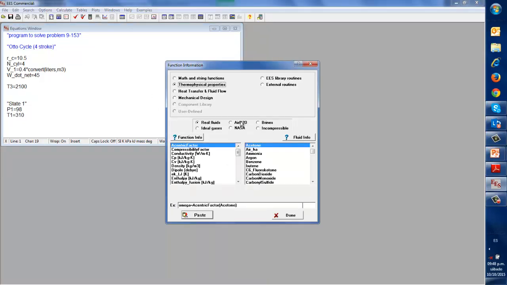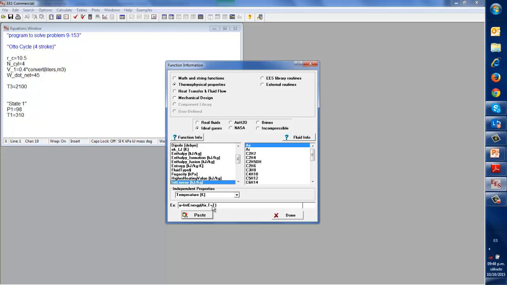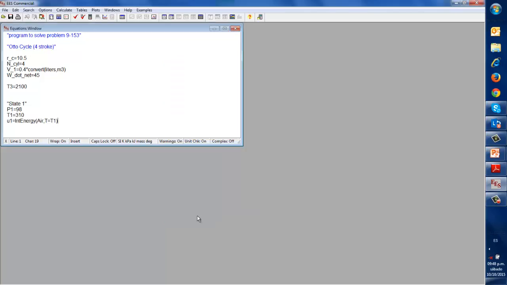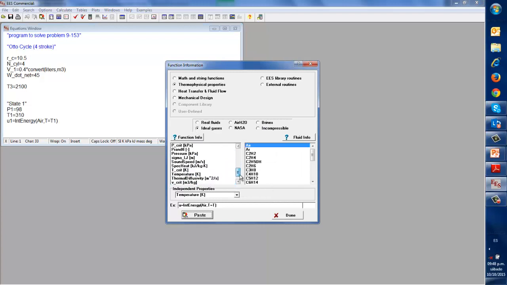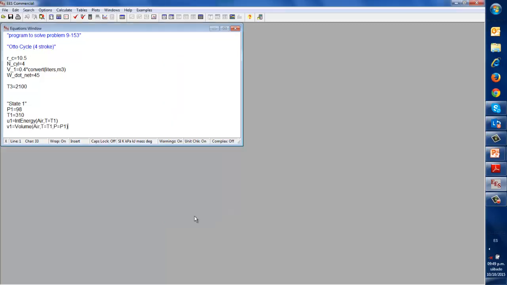So thermophysical units, ideal gases, air, and what I like to have is internal energy. And internal energy is only a function of T. We should suspect that, because in the table the only entrance was T, the temperature. And similarly, we can get the volume 1, because we know we're going to need it. And this volume is a function of pressure and temperature, since it follows the ideal gas law.